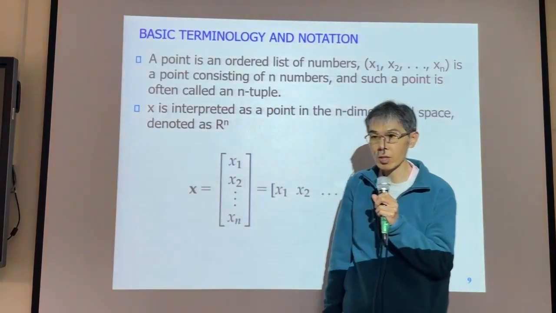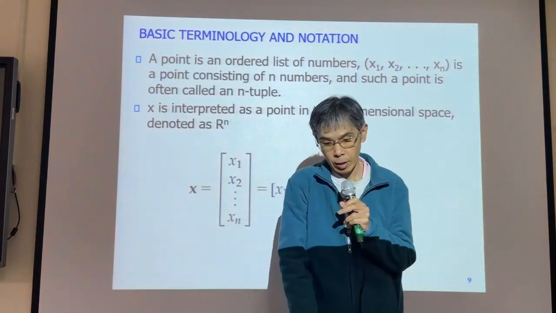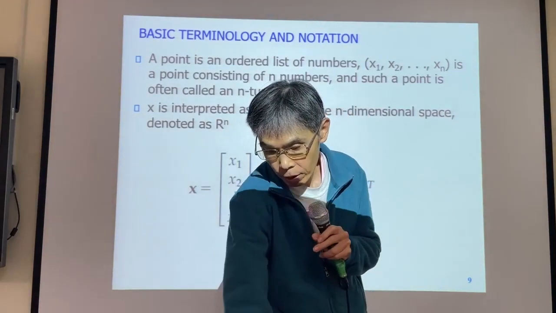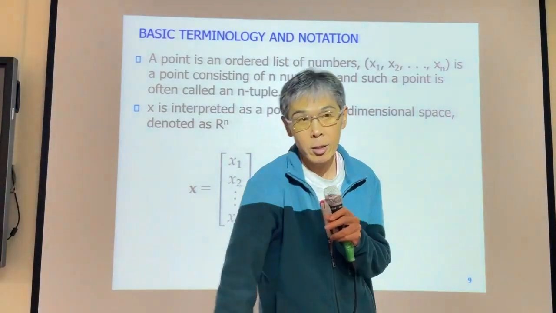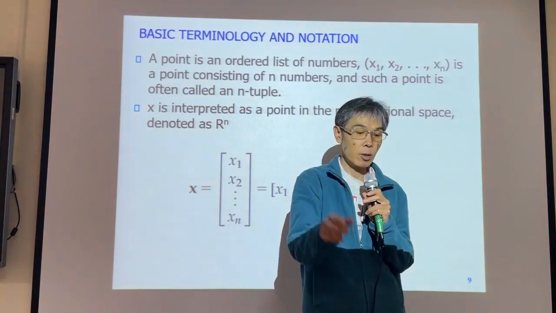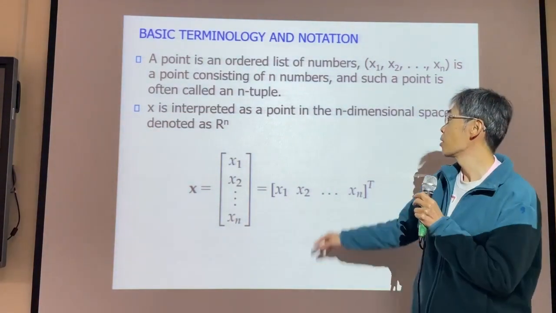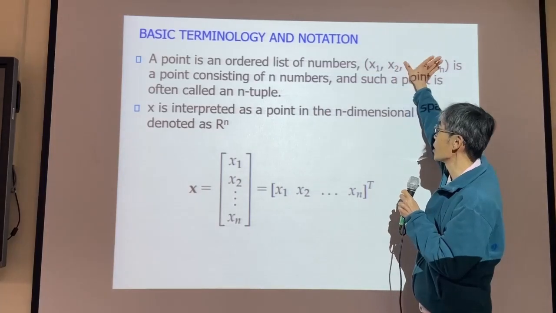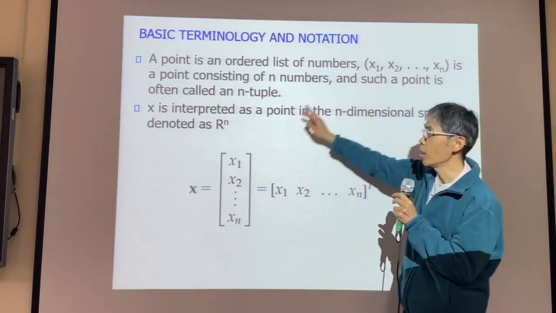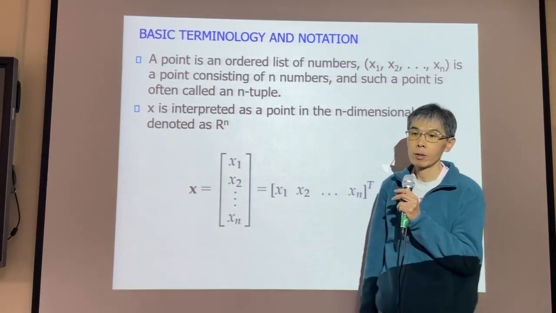But if you want to design the desktop, you need length and width. You need design variables for this desk, length and width. So we need two numbers, S1, S2. So we call it a two-tuple. So it's a name.